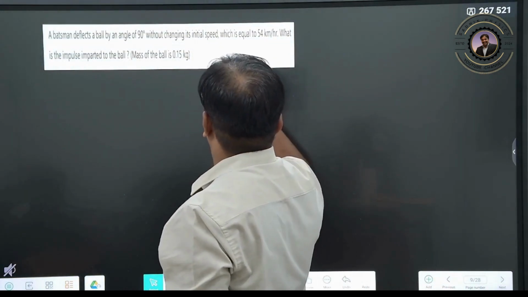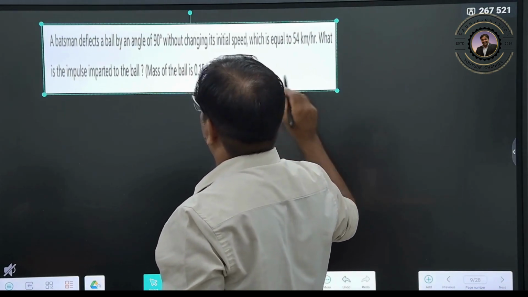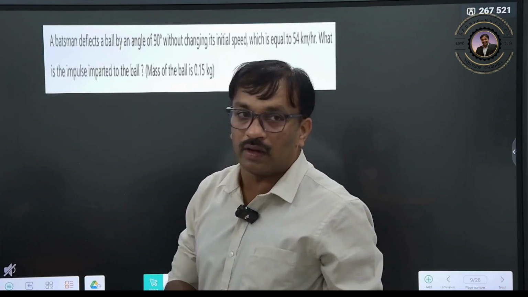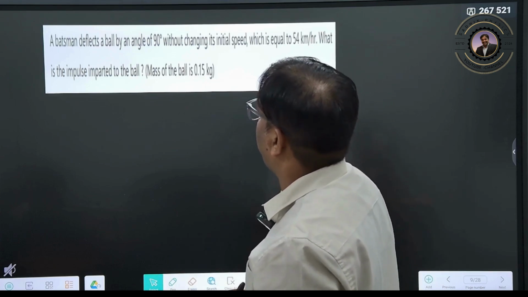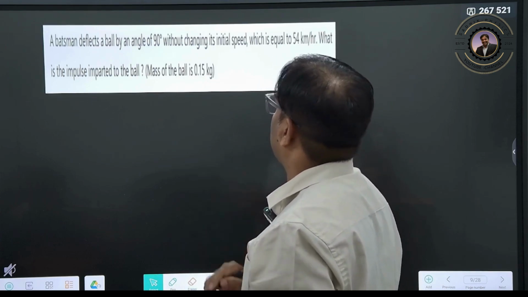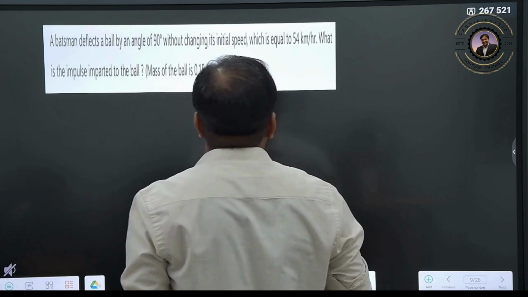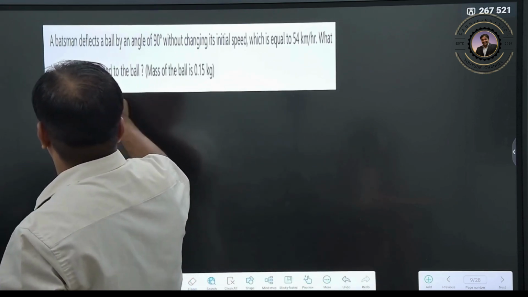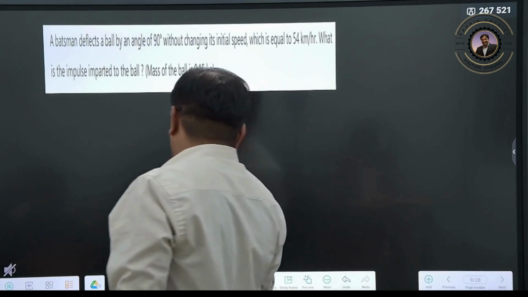Right. Here, now this is one question, no? A batsman deflects a ball by an angle of 90 degrees without changing its initial speed, which is equal to 54 km per hour. What is the impulse imparted to the ball? Mass of the ball is 0.5 kg. That means what is happening now here?